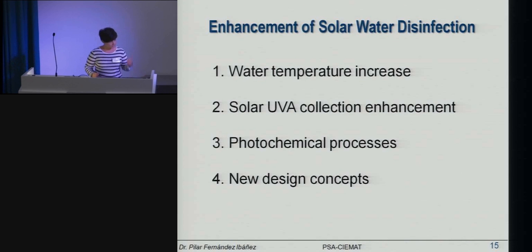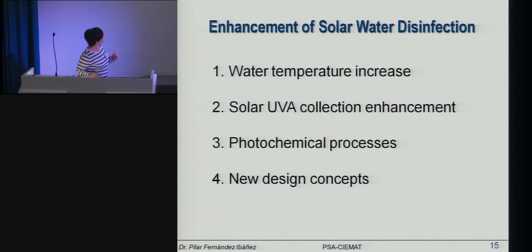First, take advantage of the water temperature increase. Although our systems don't concentrate a high amount of photons, we get an increase of temperature. We will also increase the solar UV collection. We can take advantage of some photochemical processes in very mild conditions. And explore new design concepts and try field testing with these new reactors.